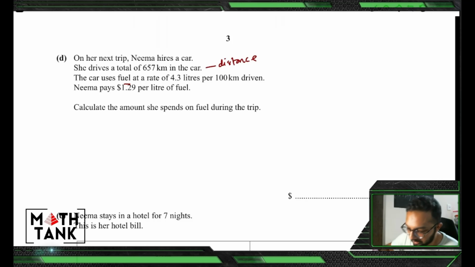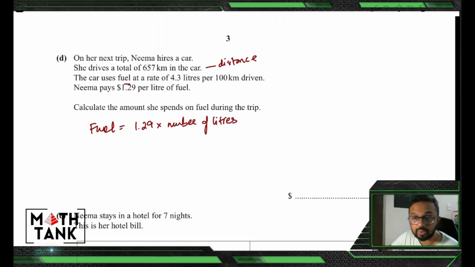So I'm trying to find the cost of the fuel. So what I have to do is 1.29 multiplied by the number of liters. So my task is to calculate the number of liters that she consumed. Okay, so you have to do this step by step. So the first thing that I would do is I would say that I know that 4.3 liters is required for 100 kilometers.